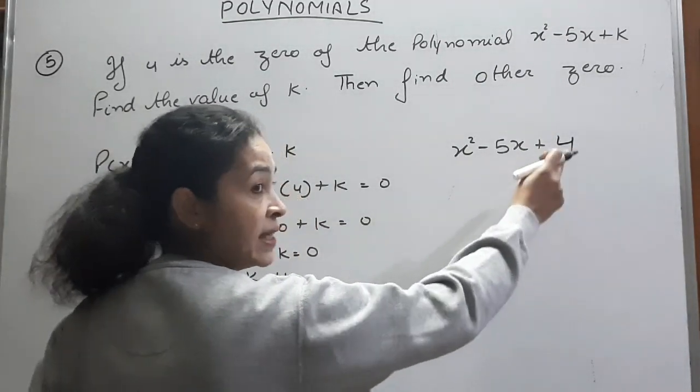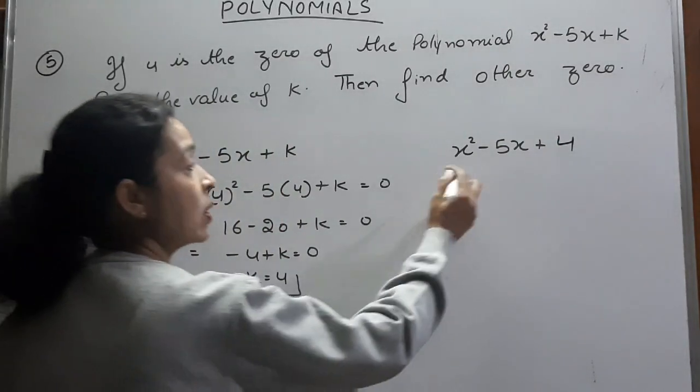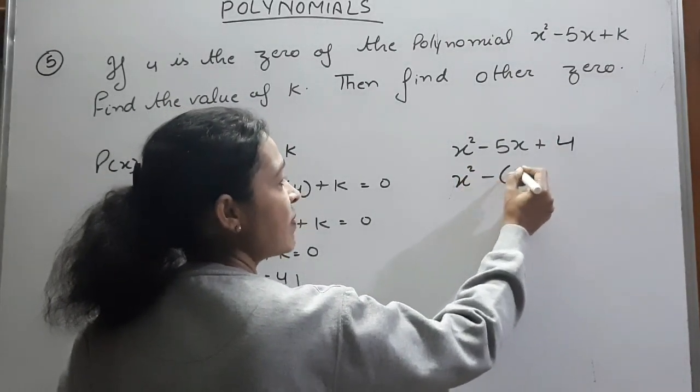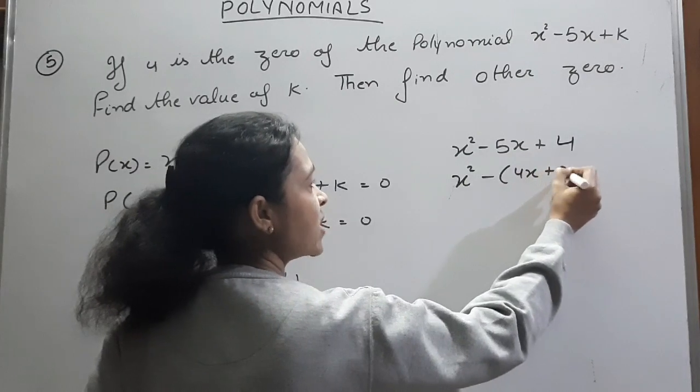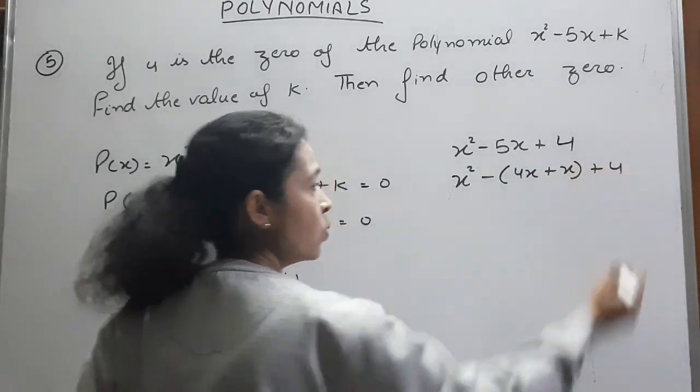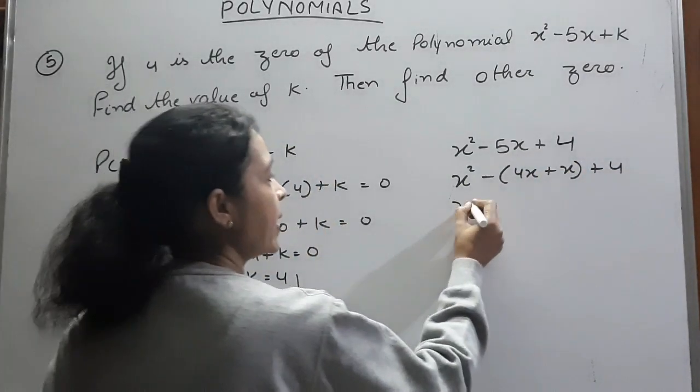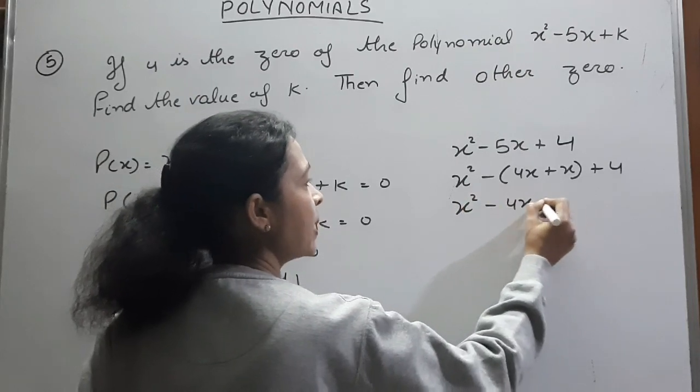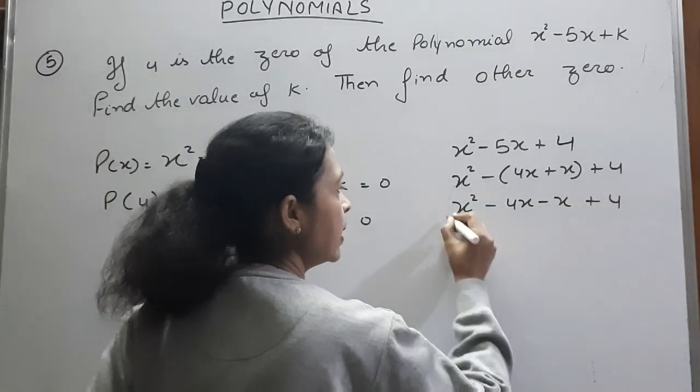Coefficient of x square is 1. Constant is 4. 1 into 4, 4. x square minus 5x can be written as x square minus 4x minus x plus 4. Factorize x square minus 4x minus x plus 4.